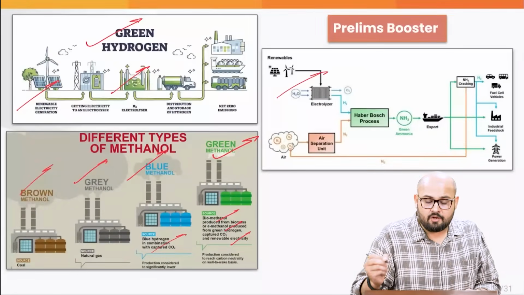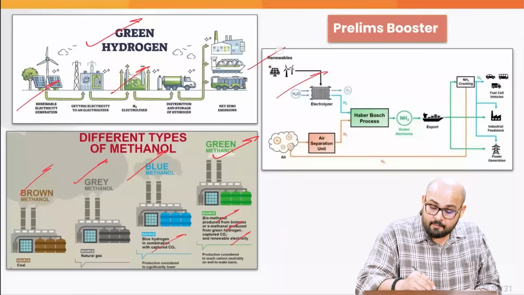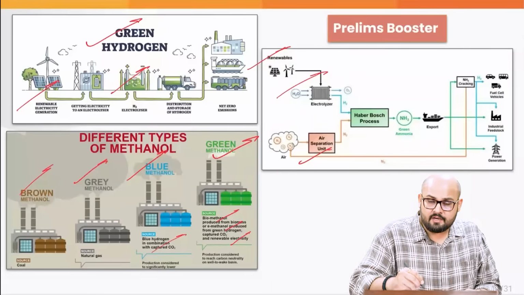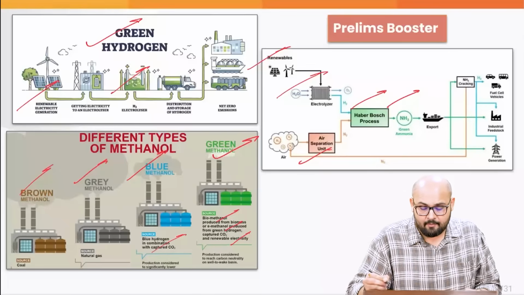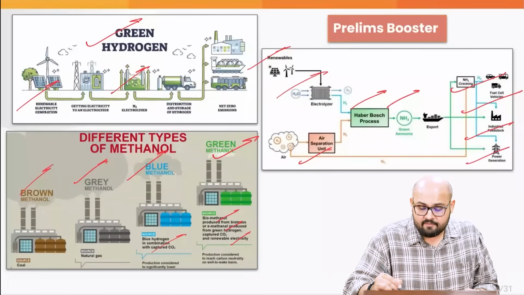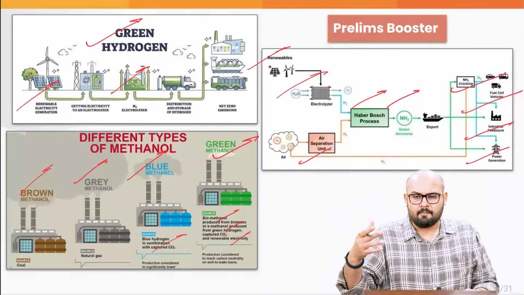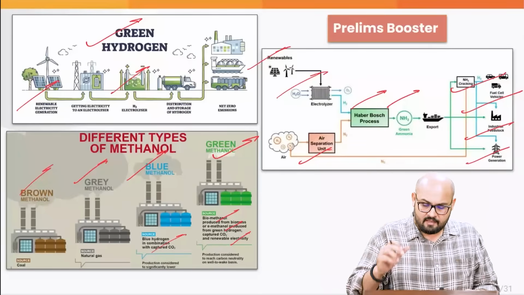Then we have the green ammonia. We have the production of hydrogen through electrolysis using renewable energy. And then we have the air separation unit, extracting the nitrogen. And through the Haber-Bosch process, we have the production of green ammonia. And then it can be used in different applications, industrial as well as production of fertilizers or other activities. This is what you need to know.